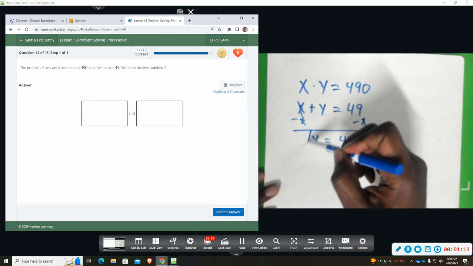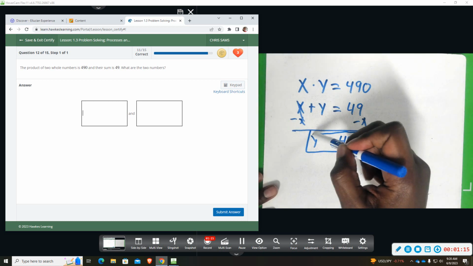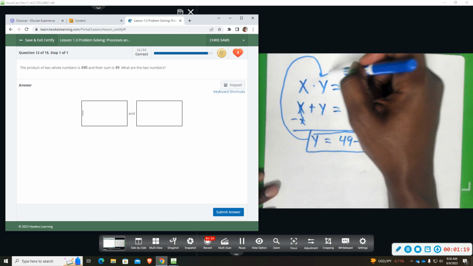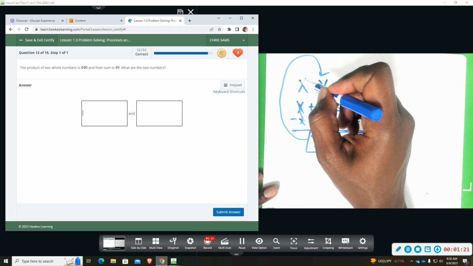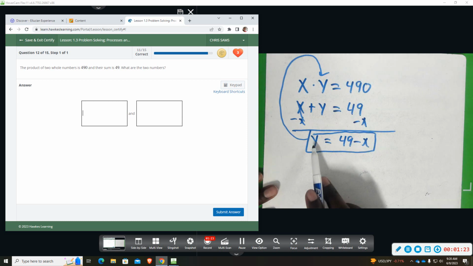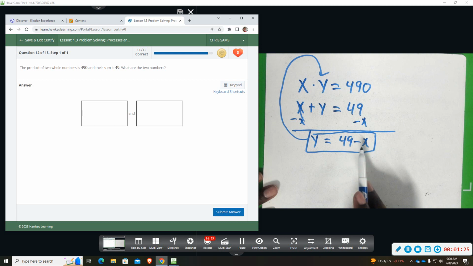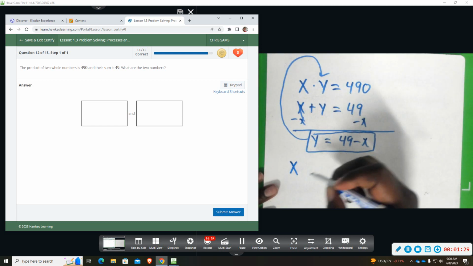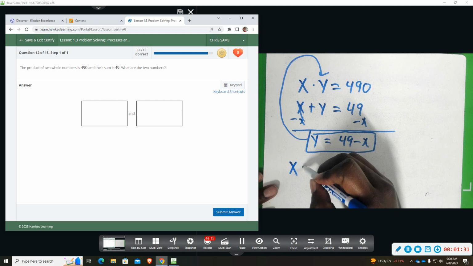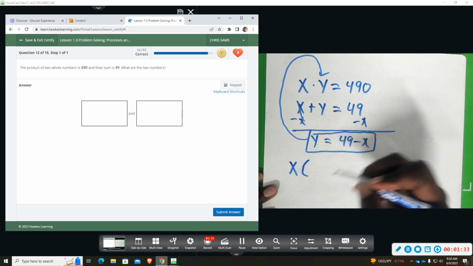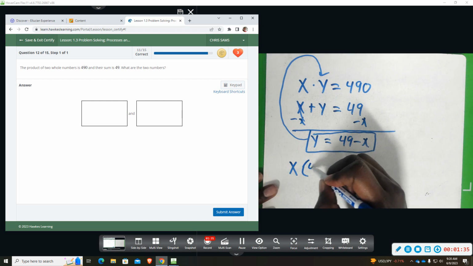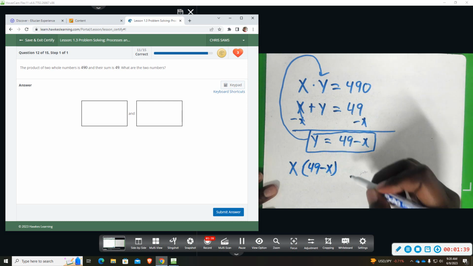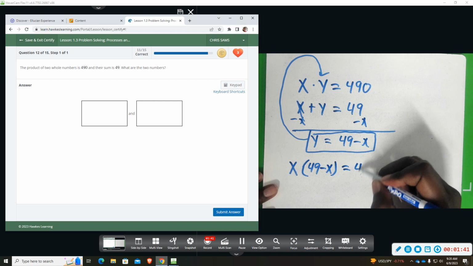I'm now going to take this equation and plug it into this equation. So when I do x times y, instead of y, I know that y is equal to 49 minus x. I'm going to plug that in. So now I have x times, which I'll just put in parentheses, y, which is going to be 49 minus x, and that's going to equal 490.